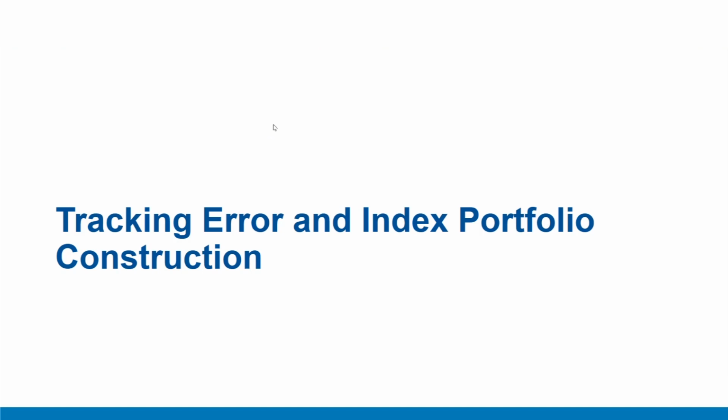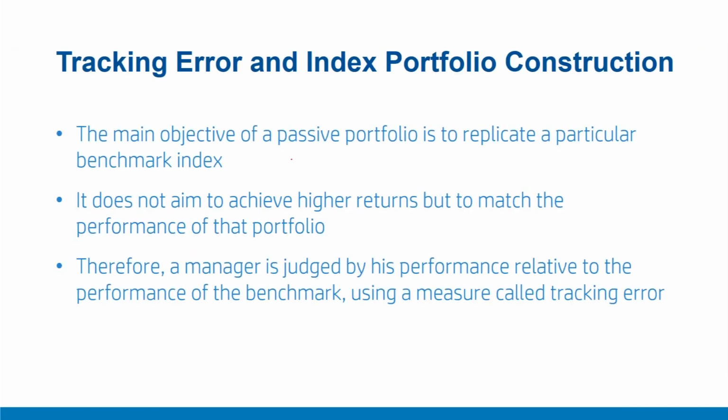Tracking error and index portfolio construction. In this video, we'll discuss the computation of tracking error for passive portfolio management strategies. For passive portfolio management, the main objective is to replicate a given benchmark index. The idea is not to achieve higher returns, but to match the performance of that benchmark portfolio. And therefore, the fund manager is judged by his performance relative to the performance of the established benchmark. This measure of performance is often referred to as tracking error.